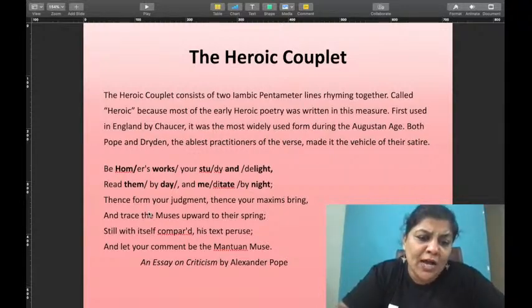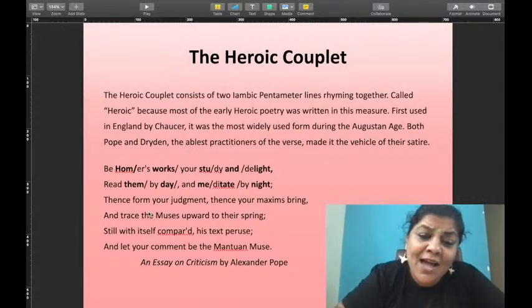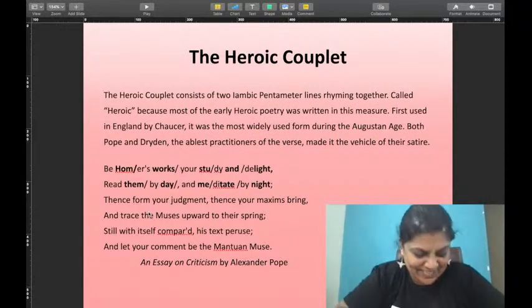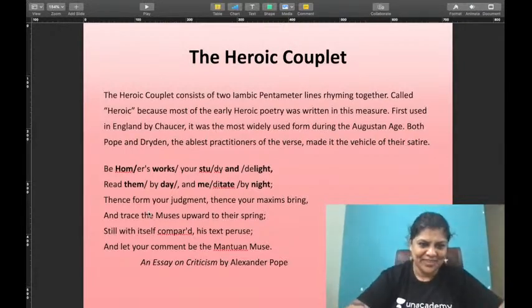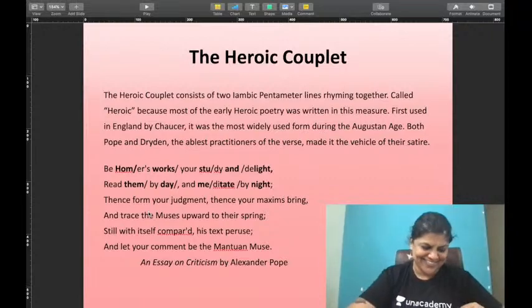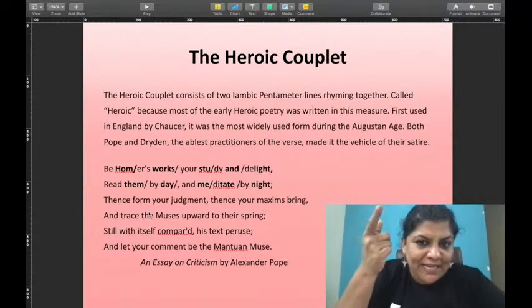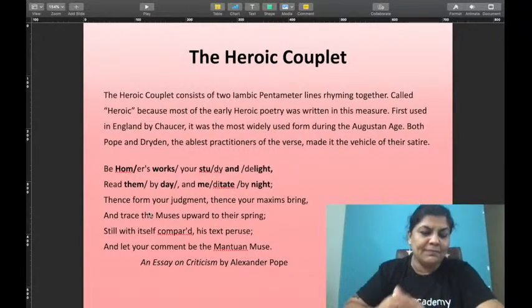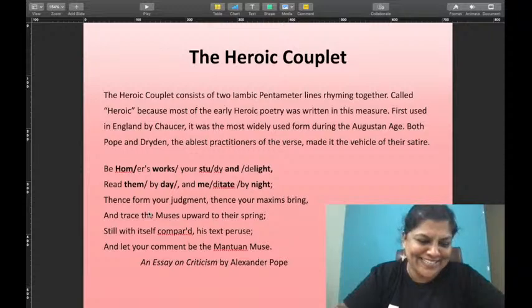Be Homer's works your study and delight. Read them by day and meditate by night. Did you understand? Be Homer's works your study and delight. Read them by day and meditate by night. I'm able to sing only because there is meter. What do you mean by meter? Meter means stress comes at regular intervals.